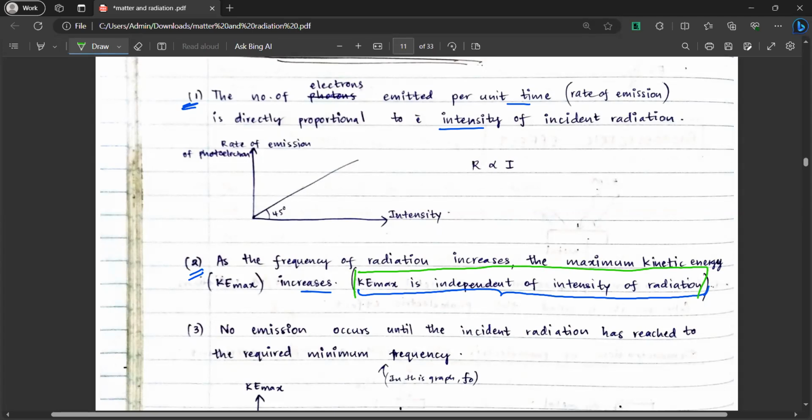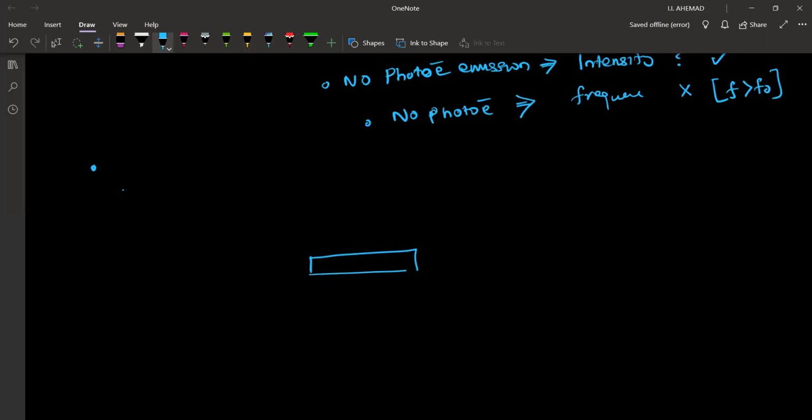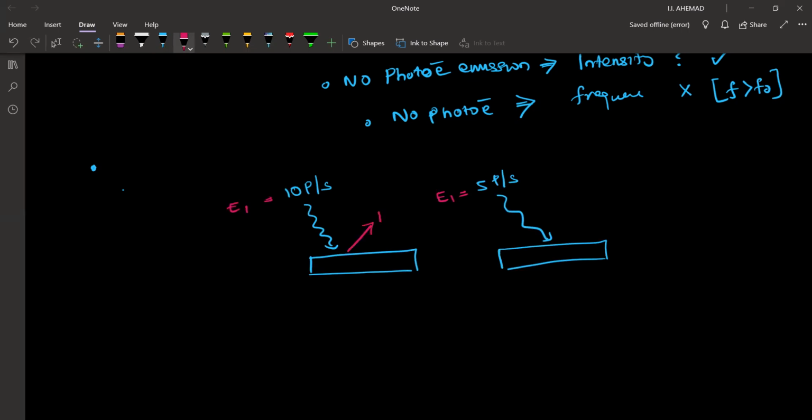Now look at that statement. Now I took two examples, right? In the first one, we had 10 photons per second. And in the second one, we had 5 photons per second. Now let's say in both the cases, I shine the surface with the same radiation. Then here, the number of electrons released will be 10. Here, the number of electrons released will be 5. What can you tell about the maximum kinetic energy? Are they same or different?